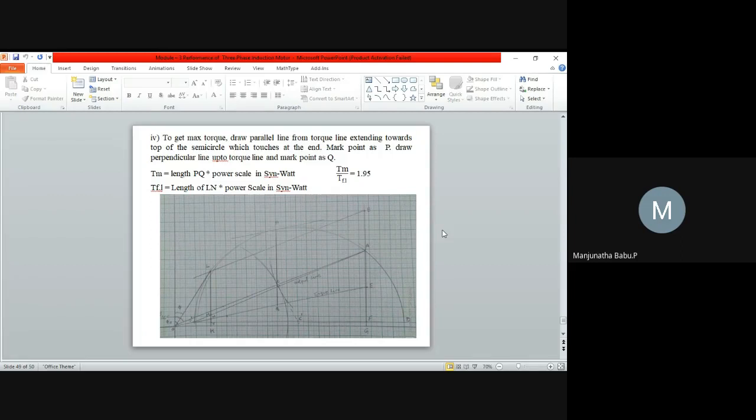Got it? Got the point on the circle? The parallel line is not like that. Just move the scale to the top of the circle and draw the line at the top of the circle, where at one point the circle touches. So mark that as point P.